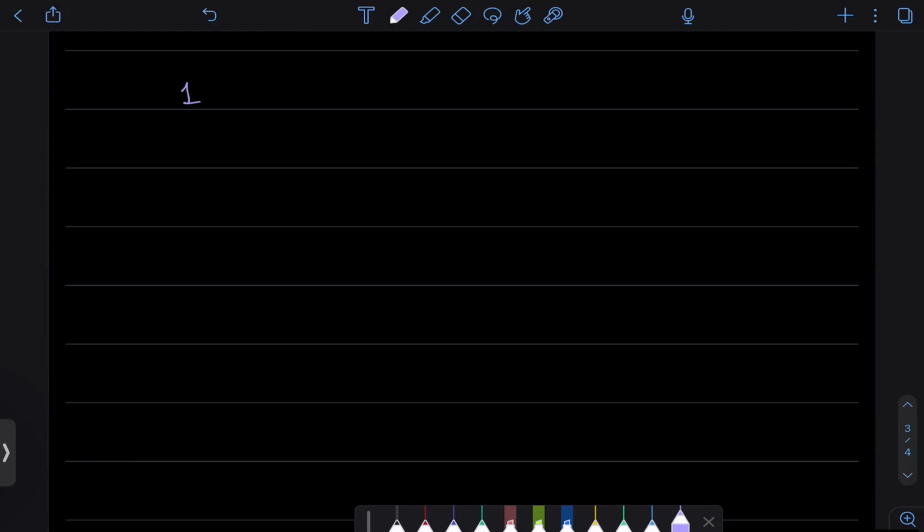1 has S, 2 has S and P, 3 has S, P, D, क्योंकि 3 उसका quantum number है, तो इसका मतलब है उसमें 3 subshell होने चाहिए. 4 has S, P, D, F. 5 has obviously S, P, D, F, G.